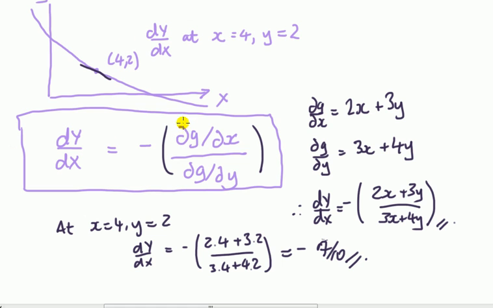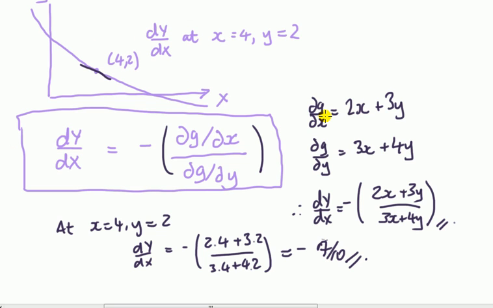Second thing is, why curly d's instead of straight d's? Curly d's because you can see this implicit function g is a function of more than one variable. Remember, when we do more than one variable, we use curly d's, meaning that we differentiate this function g with respect to x, holding everything else fixed.